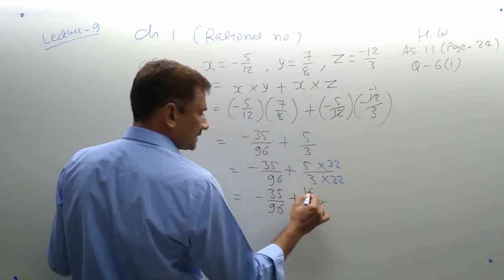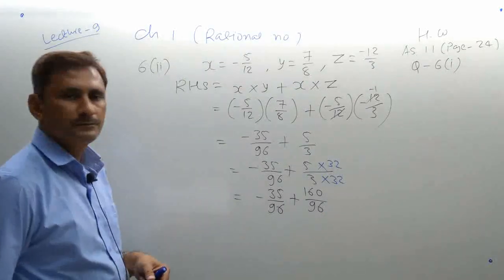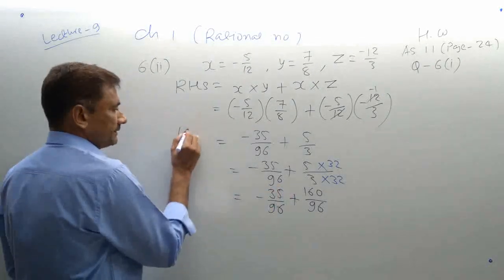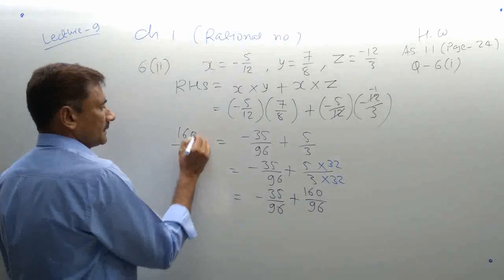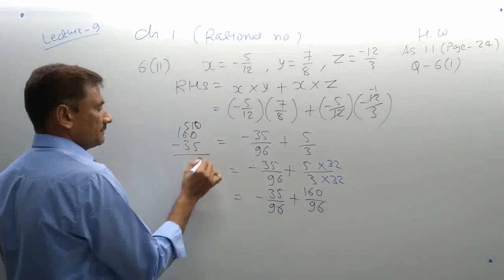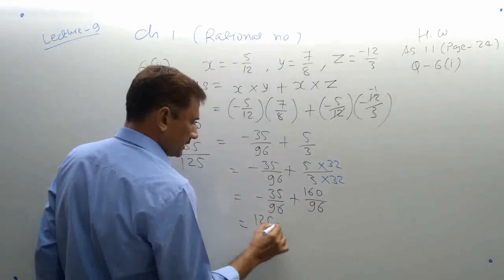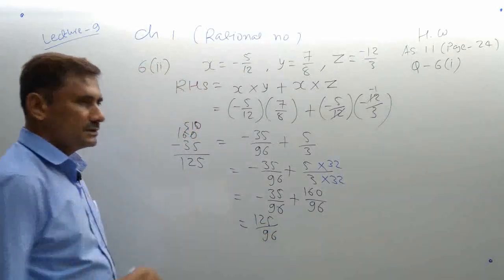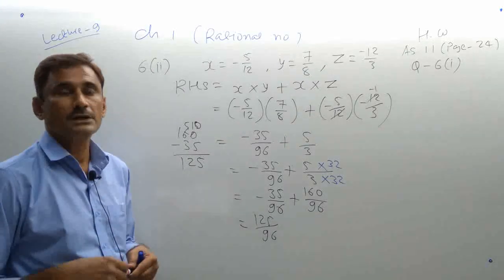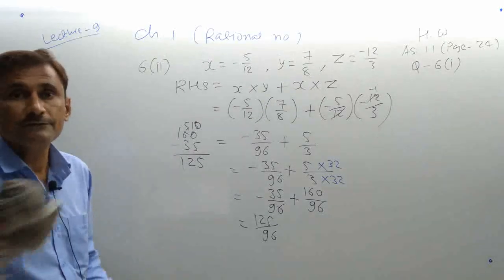Okay, it will be 160 here. Okay, so now 160 minus 35. So 10 and 5. So 10 minus 5, 5 minus 3, 2, 1, 2, 5. So it will be 125 upon 96, and we got 125 upon 96 at the left side also, and here at the right side also. So again write down that, hence distributive law is verified.